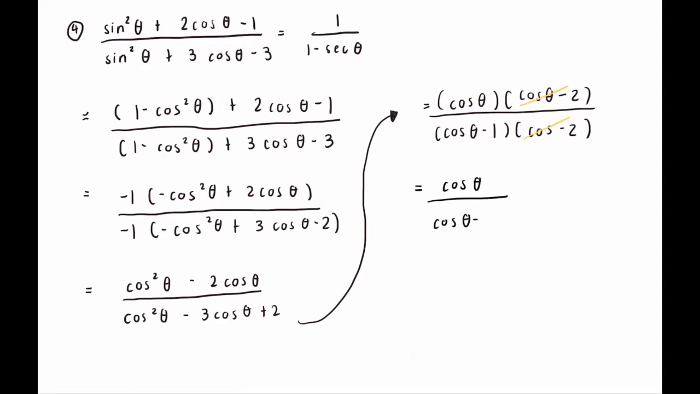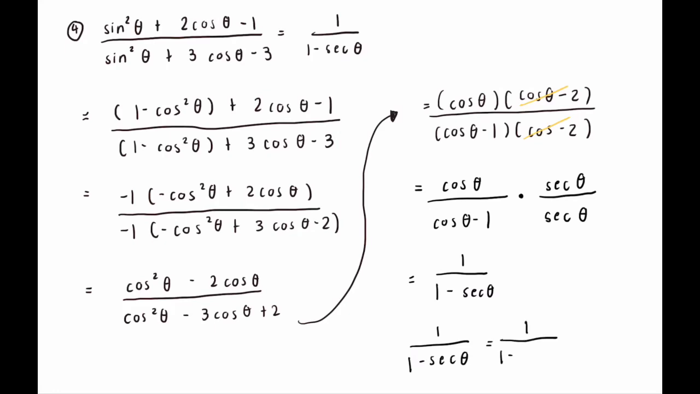Next, we can multiply by secant theta over secant theta, which is also equal to 1. So secant theta times cosine theta is equal to 1, and secant theta times (cosine theta minus 1) is equal to 1 minus secant theta. That gives us 1 over 1 minus secant theta, which proves that the identity is correct.